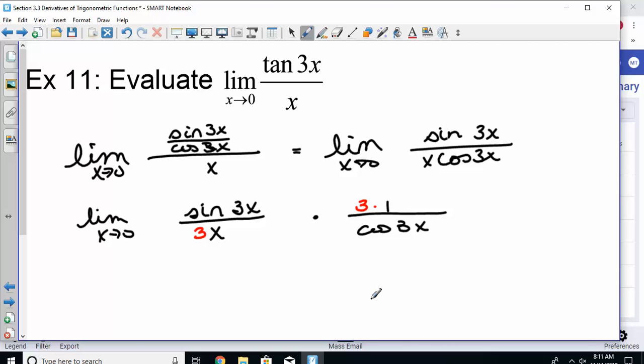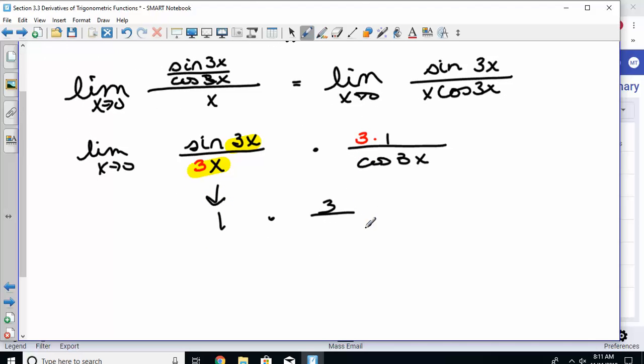So now we should be able to evaluate this. On the first one, the 3x's match, so that one's going to 1. Times 3 times 1 is 3 over cosine of 0, which is 1. And we get 3 for our answer.